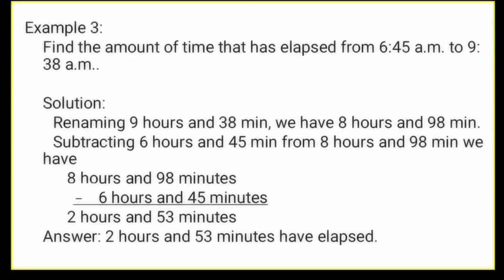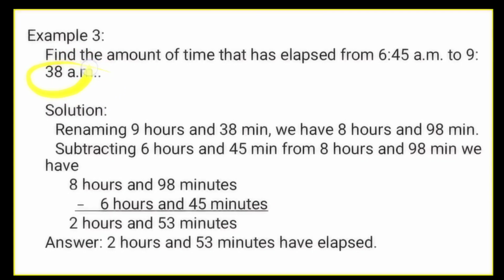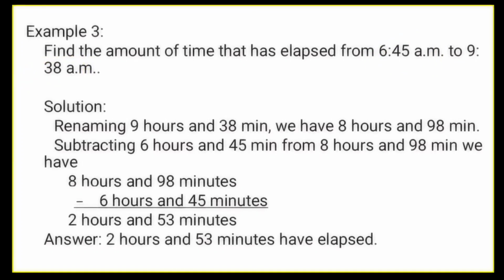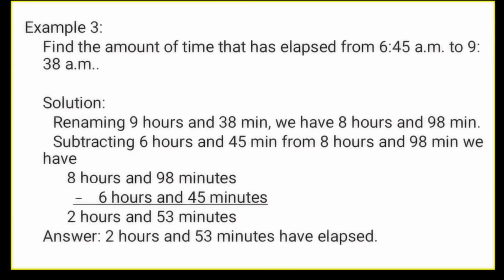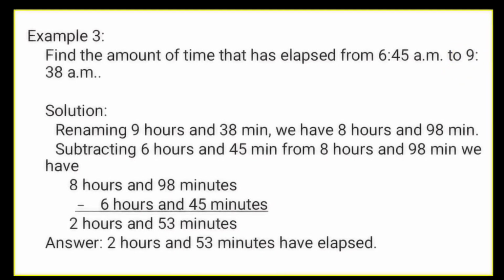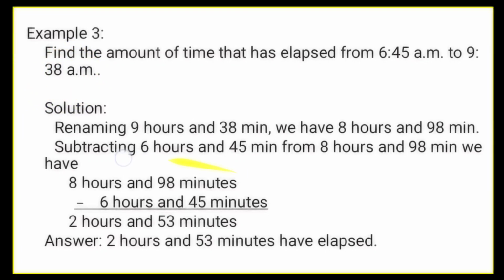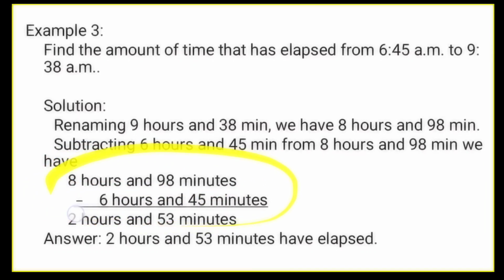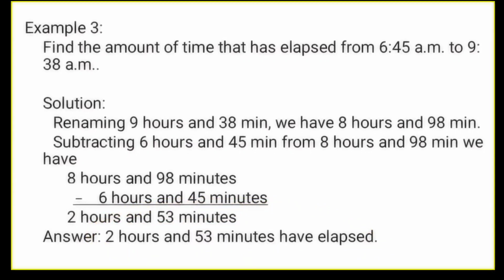Again, if you are unable to subtract the given minutes, for example 38 and 45, since 38 is less than 45, you have to borrow on the hour unit. So we borrowed 1 hour here, and that is equivalent to 60 minutes. Therefore, we will add 60 minutes here. So 38 plus 60 is 98. In that case, now we are able to subtract the given. Then we come up with the correct answer, which is 2 hours and 53 minutes.